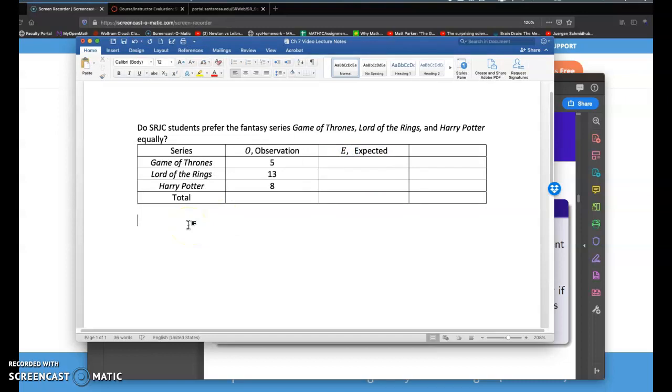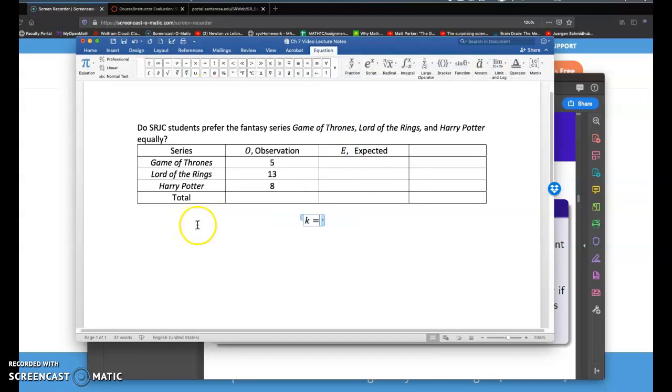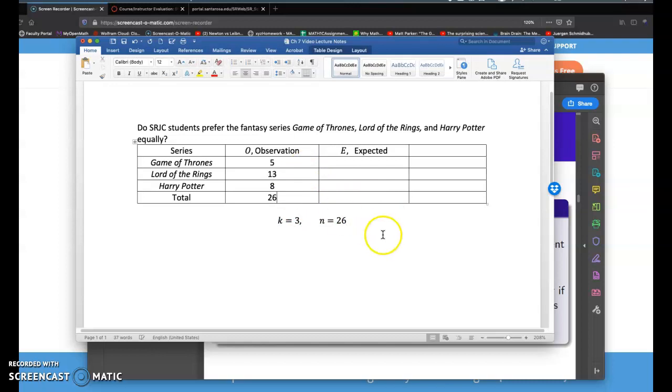All right, so here K is the number of categories. We have 3. And N is the total number count. So that'd be 5 plus 13 plus 8, and that is 26. I'll write this in here as well. So we have our number of categories, 3 categories. Total sample size is 26. Our observed counts, and we're going to go through in a minute how to calculate expected counts.